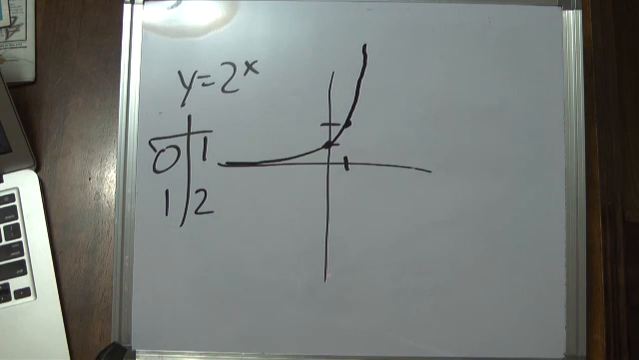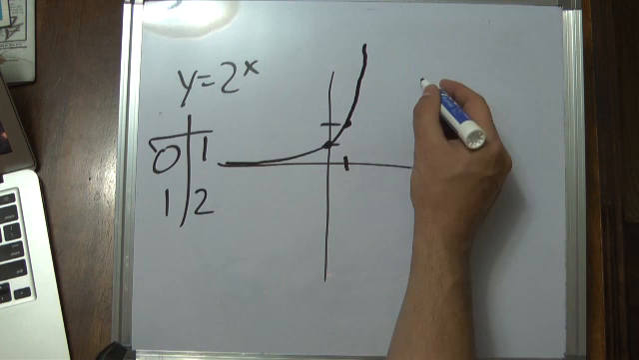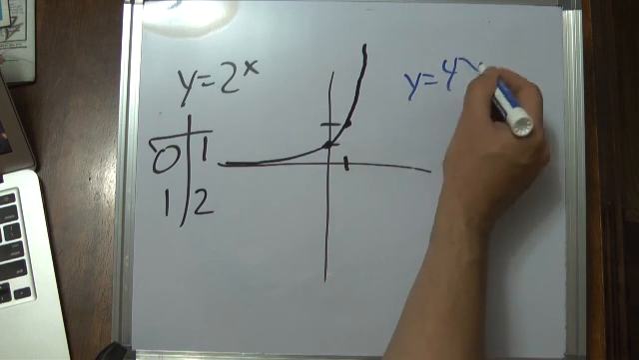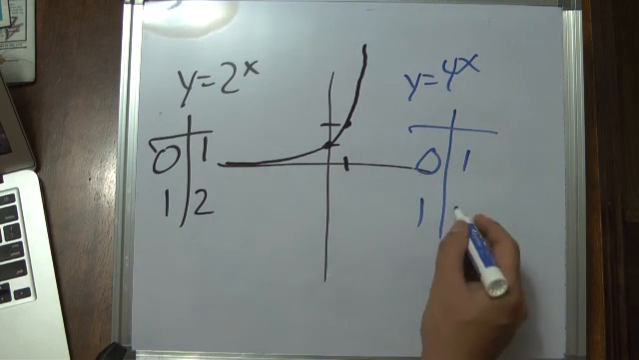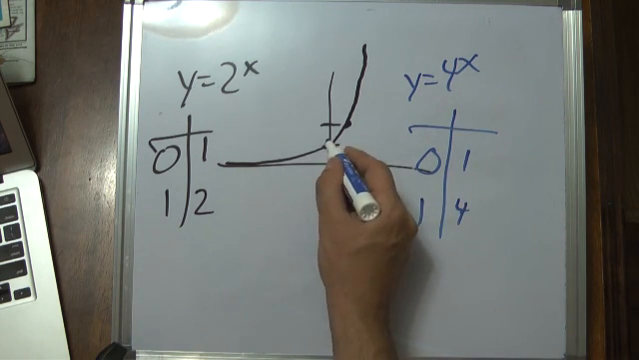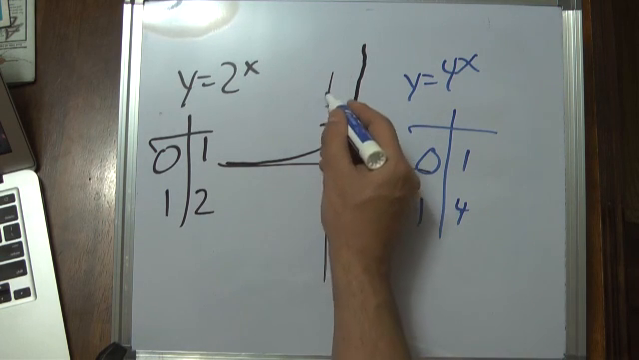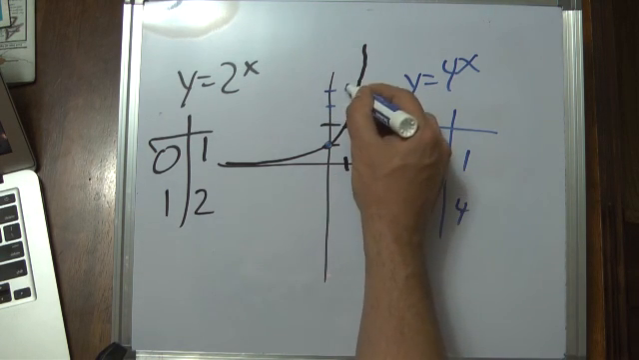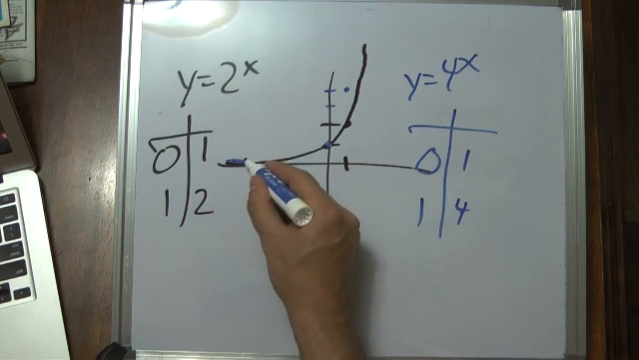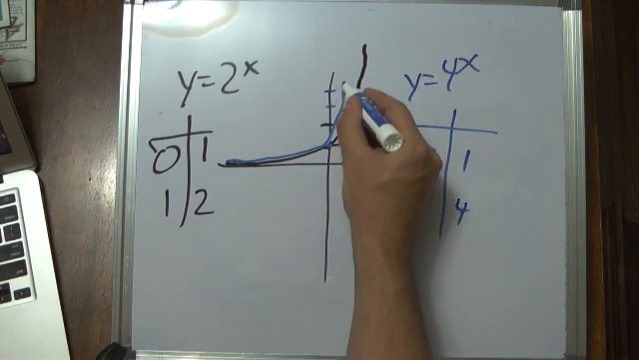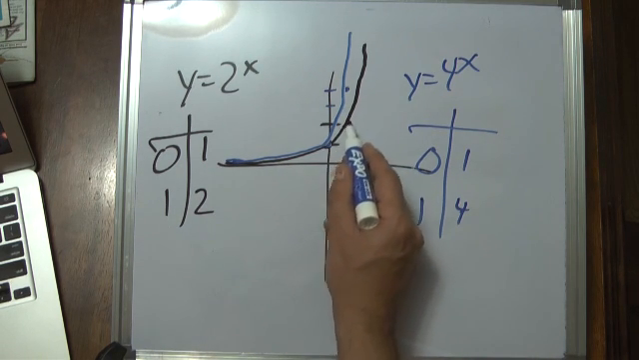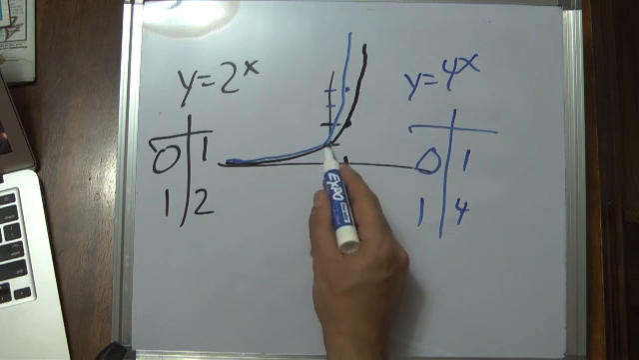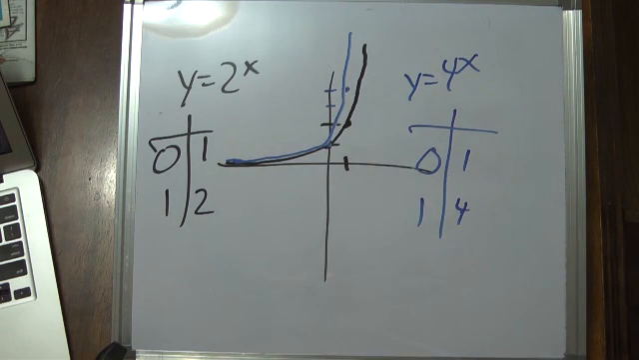And then y equals 4 to the x power. Same thing. 4 to the 0 power is 1. 4 to the first is 4. So 0, 1 is actually going to be in the same spot. But 1, 4 is up here. So you can see that the blue graph increases faster between x equals 0 and 1 than the black graph. The black graph will increase this much, but on the blue graph it increased that much. So the correct answer on that one, again, was choice A.